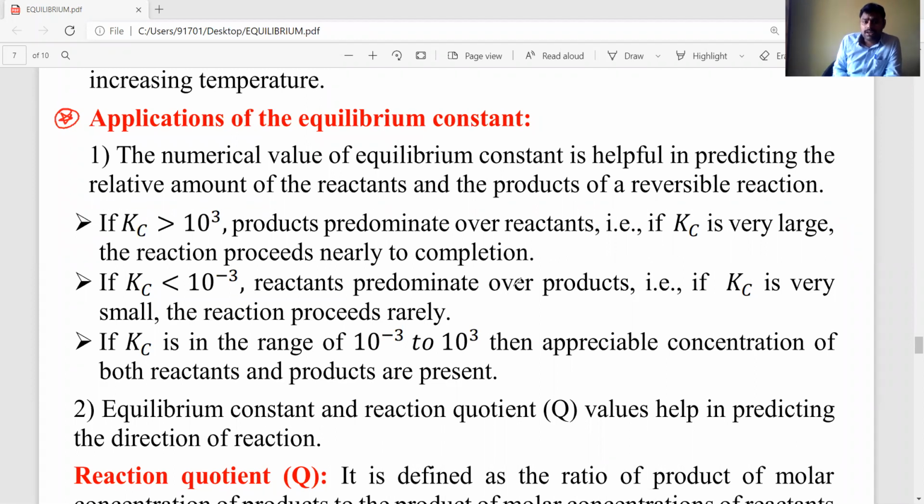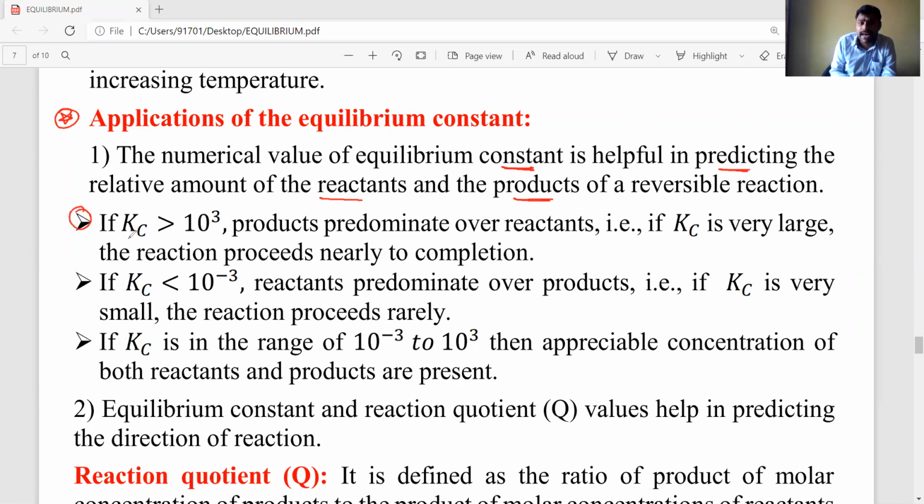First, the equilibrium constant values, meaning the numerical values of the equilibrium constant, the Kc or Kp values, will help to predict the relative amounts of reactants or products in a reversible reaction. For example, if I give some certain Kc value, either less or more, based on the numerical value of Kp or Kc, we can predict whether the reactant is present in a larger quantity or the product is present in a larger quantity. So how is it possible? There are certain limitations.